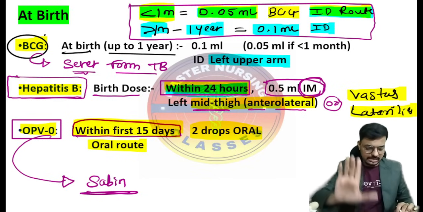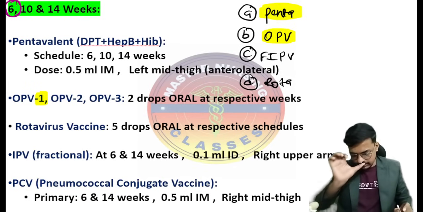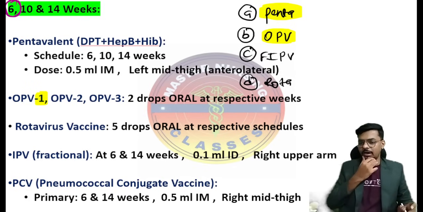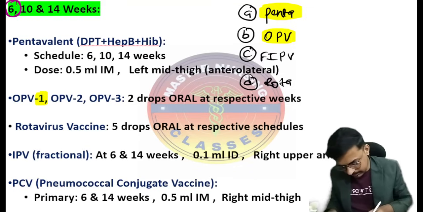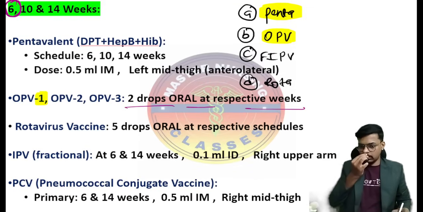Is that clear? Okay, next comes the point of discussion. OPV second dose is at 10 weeks, and OPV third dose at 14 weeks. The dose will be again 2 drops oral, as I have told already. So at the respective weeks, with a 1 month gap, we will give.